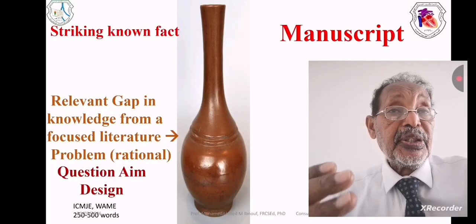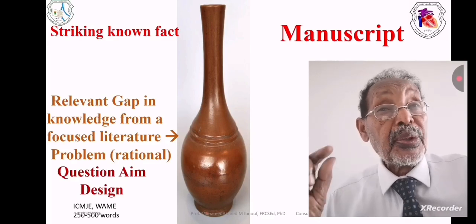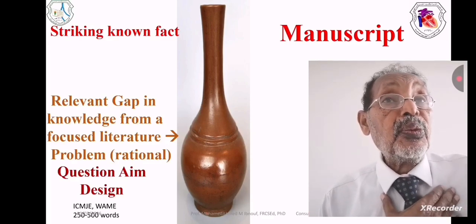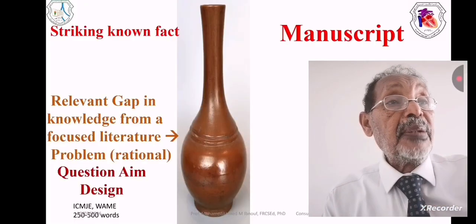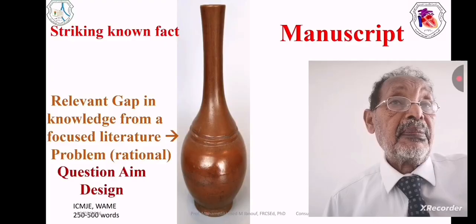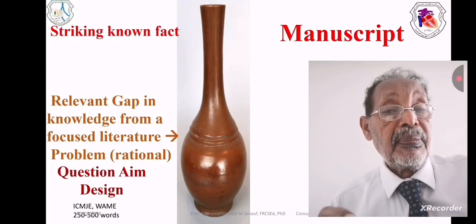authentic recent literature, which is usually about 2 or 3 citations, and we should write them in our own words. We should write them in our own words, not copy and paste. Copy and paste means plagiarism. The work will be rejected. We should not copy and paste.